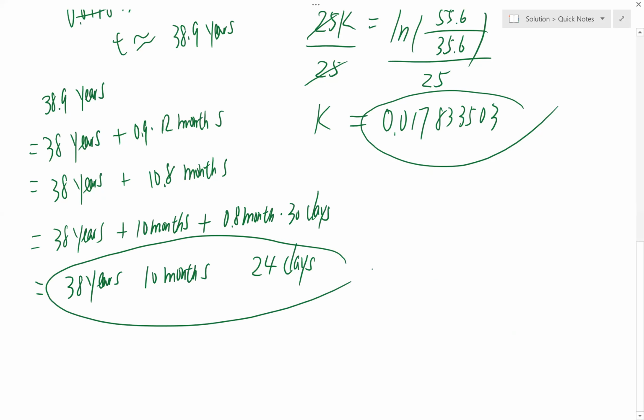And if you really want to break it down into detailed years, months, and days, that's how you do it, right? Start from the very largest unit and keep breaking down until you reach the lowest unit, which is days. Okay. Any question on this?